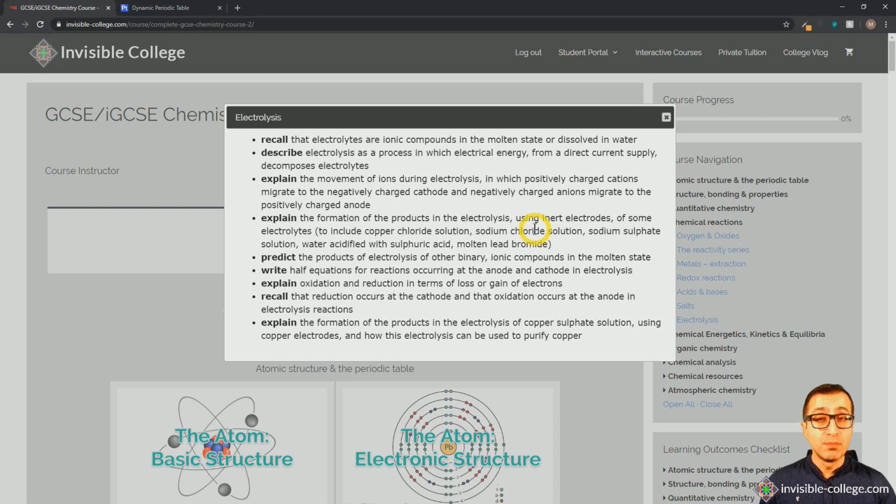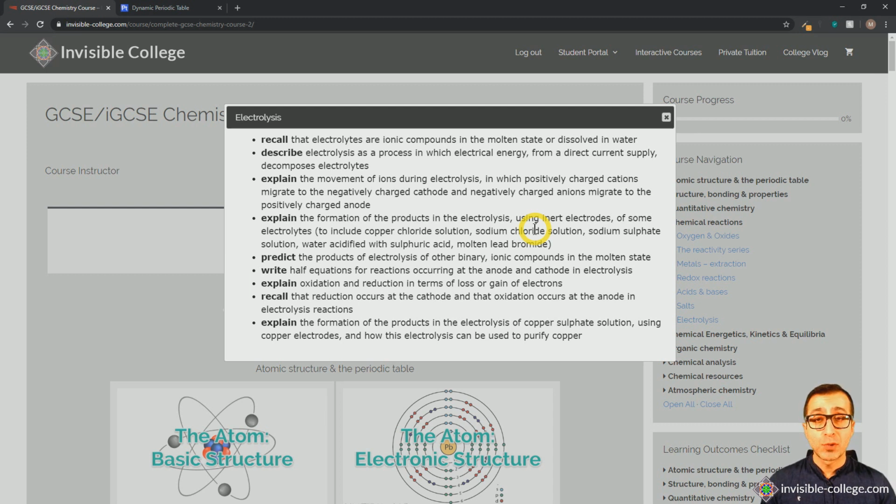We need to explain the movements of the oppositely charged ions in the electrolyte during electrolysis, in which positively charged ions called cations will move towards the negatively charged cathode. And conversely, negatively charged ions, which are referred to as anions, will migrate towards the positively charged electrode, the anode.